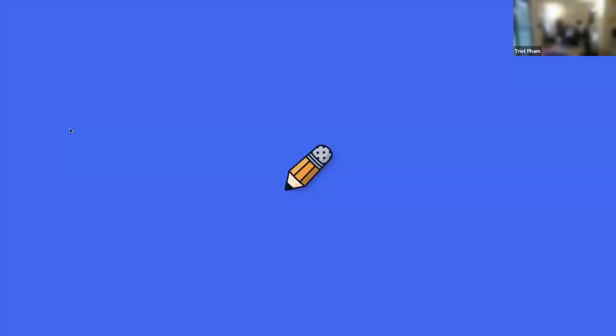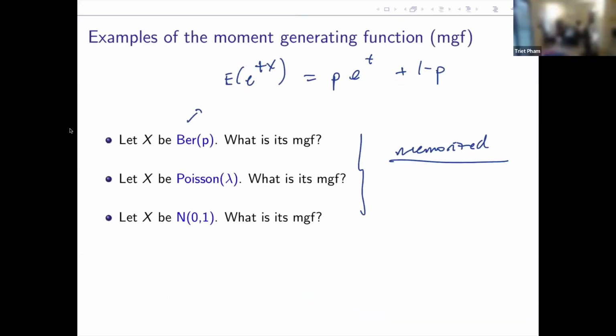So for this slide, I guess here I just said normal 0, 1, but we could have normal mu, sigma squared. That is e to t mu plus 1/2 t squared sigma squared. Okay.